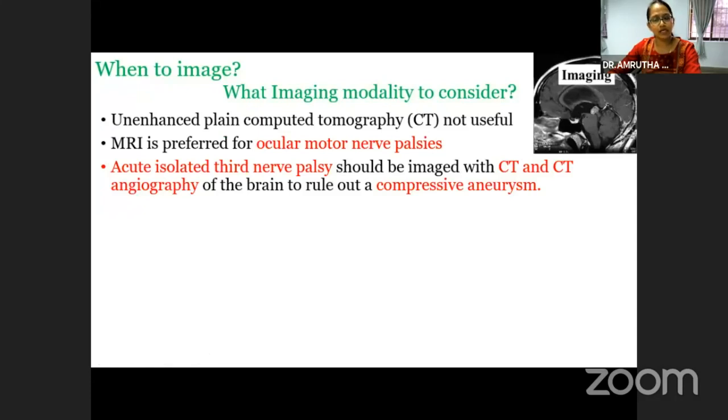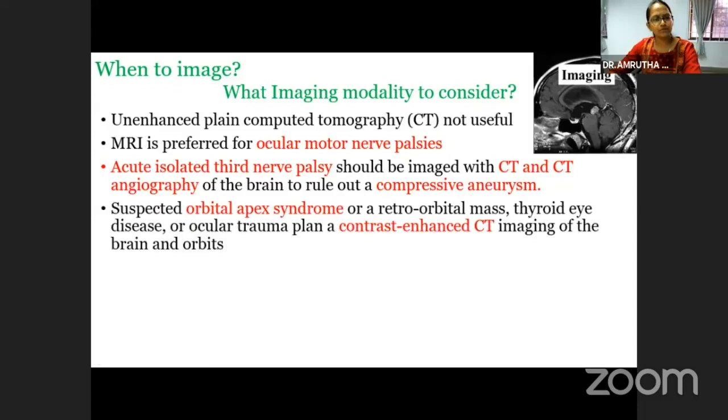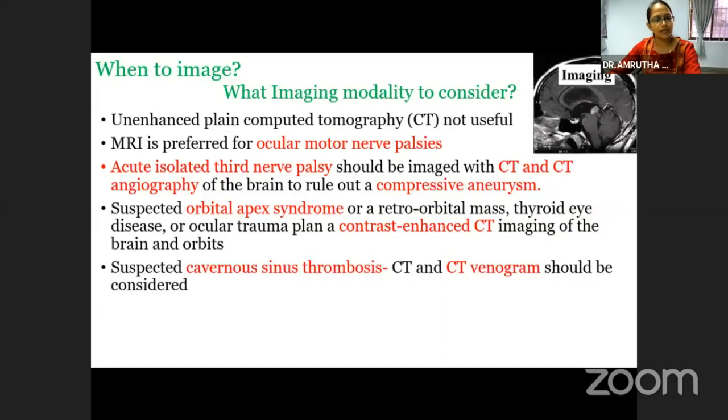Any patient presenting with an acute isolated third nerve palsy should be imaged with CT and CT angiography whenever you are suspecting a compressive aneurysm, because the junction of the posterior communicating artery and the internal carotid artery is the most common site where an aneurysm can present with an acute isolated third nerve palsy, pupil involving. When you're suspecting orbital apex syndrome or retroorbital mass, thyroid related or orbital trauma, plan a contrast enhanced CT imaging for the brain and the orbit.